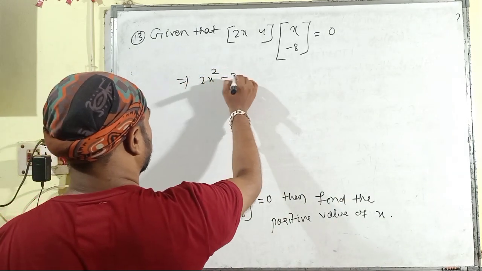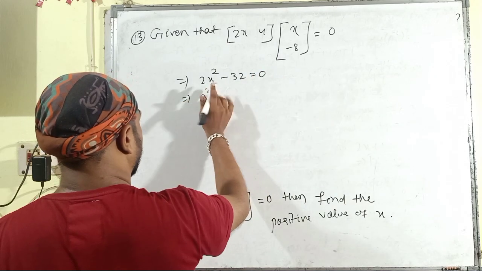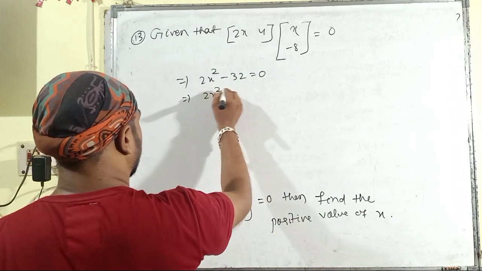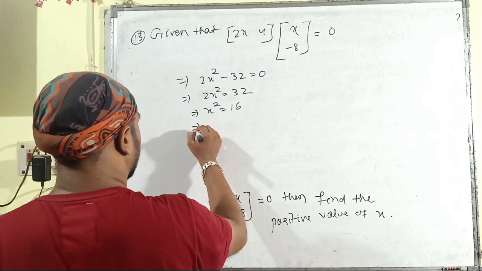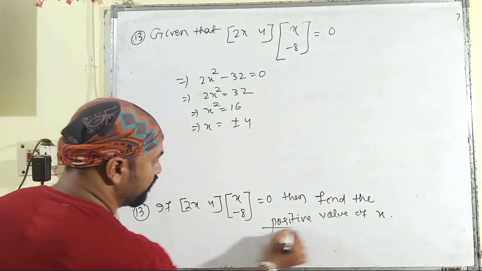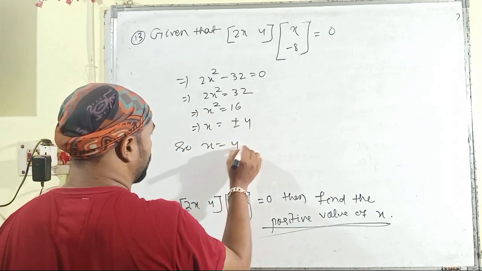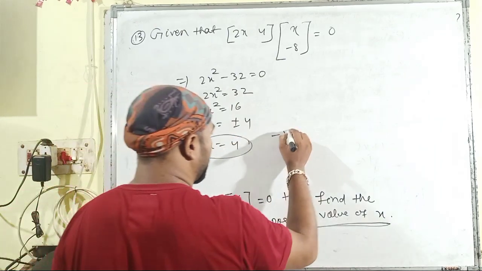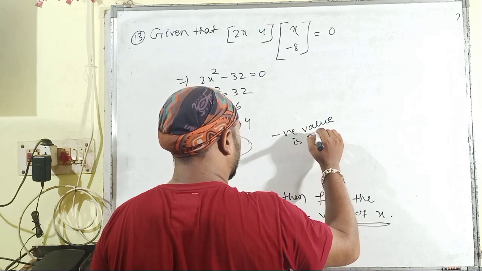2x square minus 32 is equal to 0. Then 2x square will be 32, then x square will be 16. That implies x is equal to plus minus 4, but we have to write down the positive value of x. So x is equal to 4. The negative value is not considered.